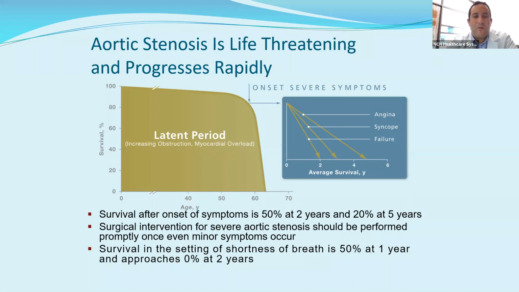Surgical intervention should be performed as soon as any symptoms occur, even minor symptoms. Shortness of breath is the most critical finding. Patients who are short of breath or have heart failure have a 50% mortality at 1 year and nearly 100% mortality at 2 years. This disease has to be treated.